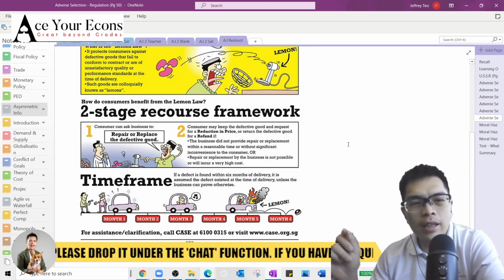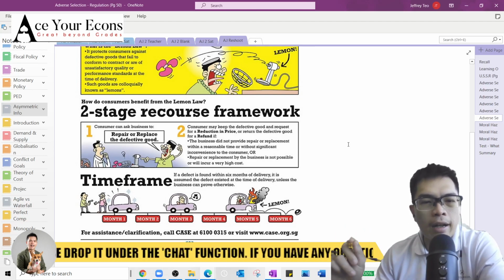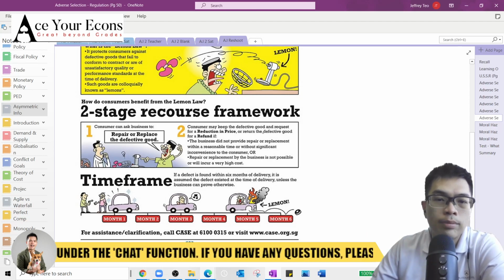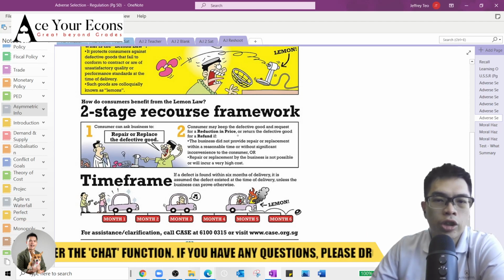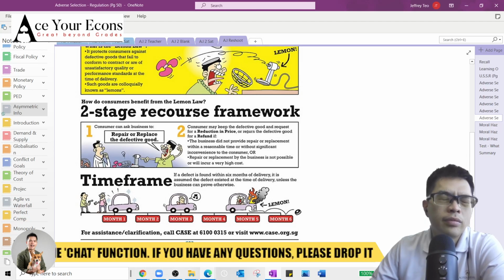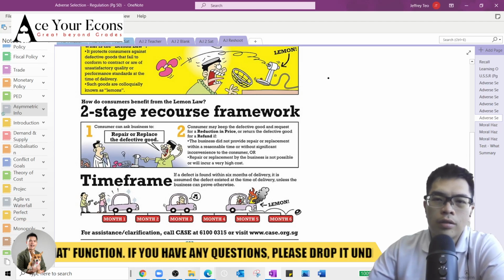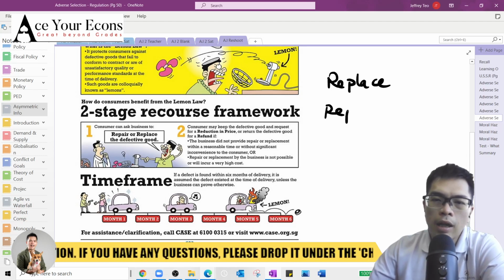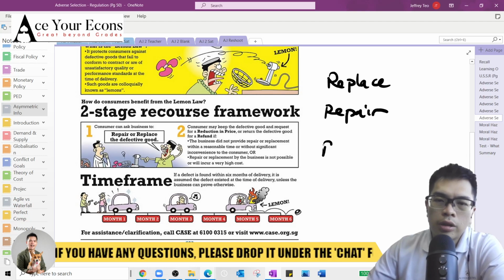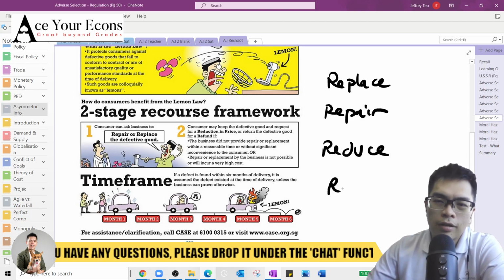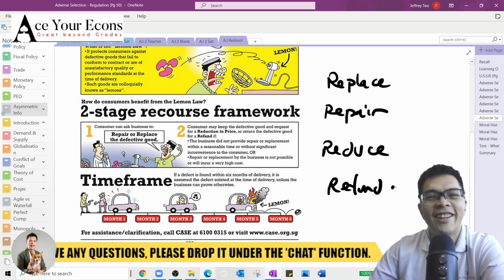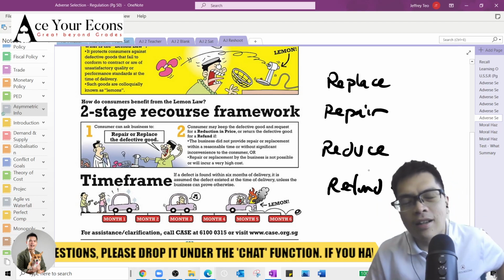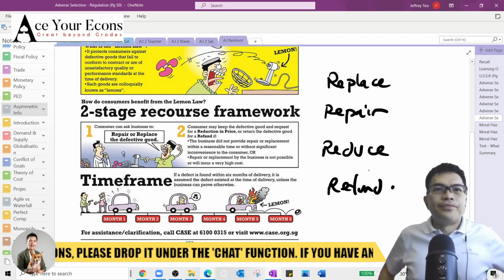So they have to replace or repair. And the consumer can also choose to keep the good and request for a reduction in price or refund. Oh, so there are 4 R's. Replace, repair, reduce, refund. Reduce the price or get a full refund.